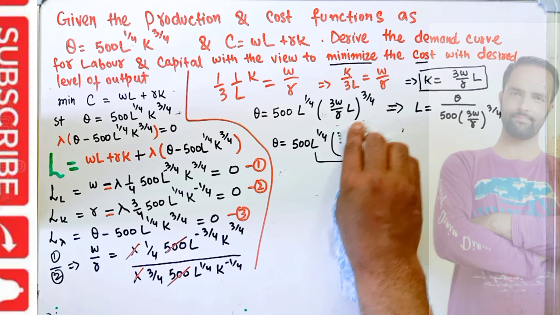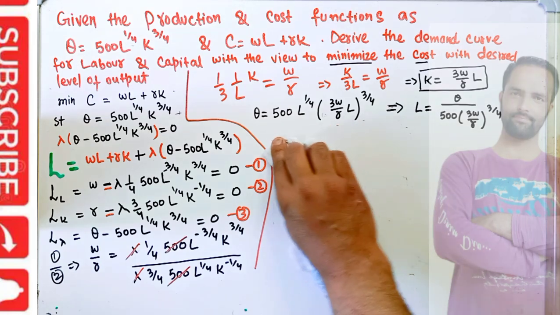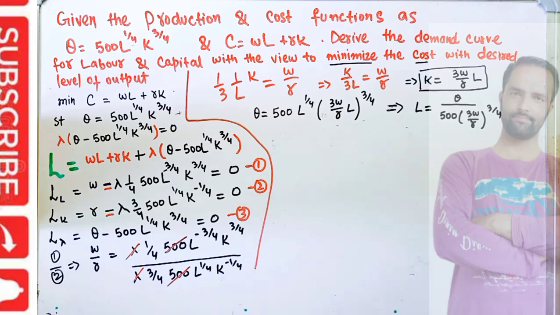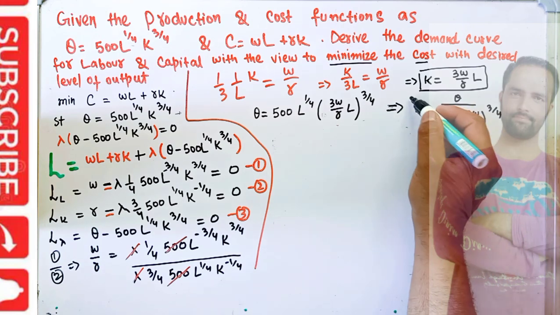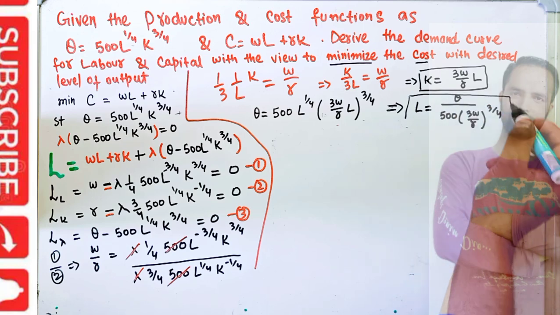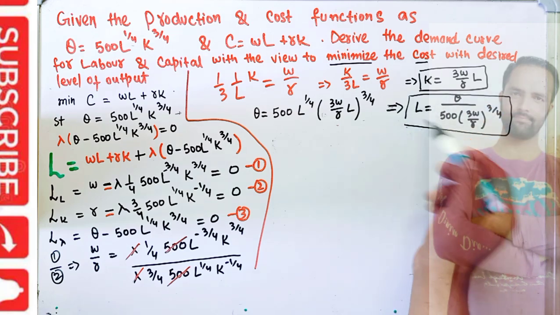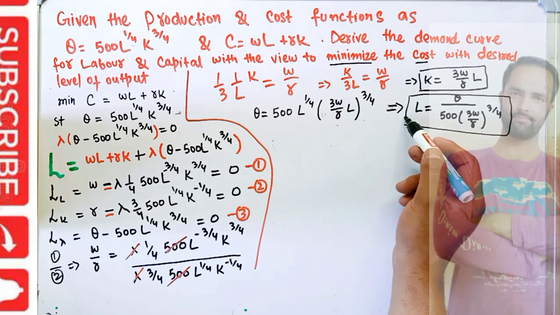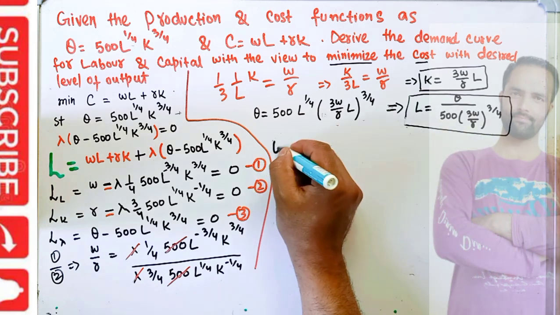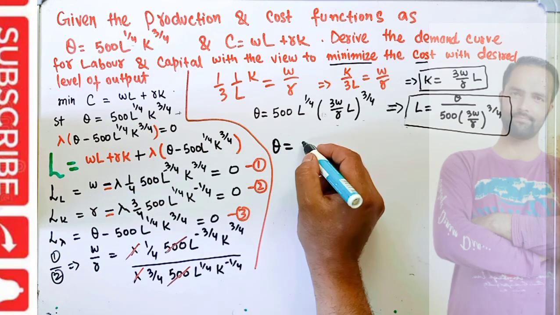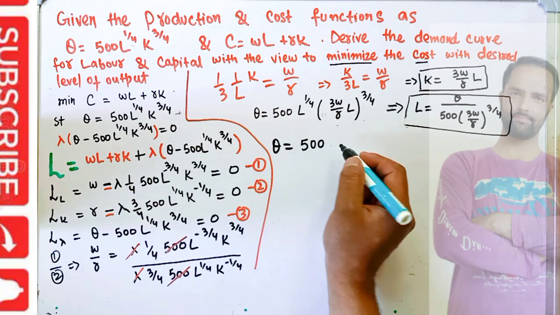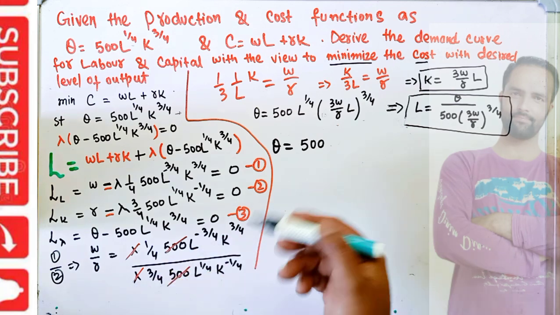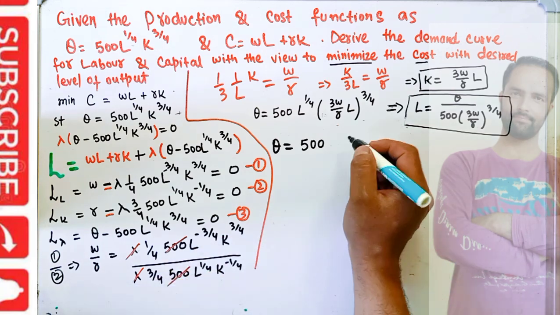Now to calculate the demand function for capital, we just plug this value again into our production constraint function. So we have Q is equal to 500. I'm sorry, I have no control over the background external noise. You have to bear with this.